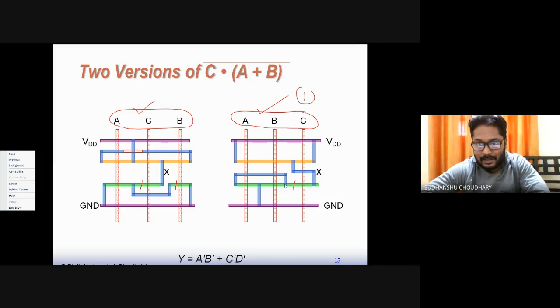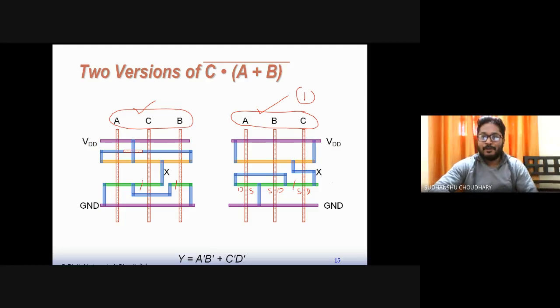So source of C is connected to the drains of A and B. This may be the drain of B and this may be the source of C. And this is the drain of A and this is the source of A. Similarly, this is the source of this and this is the drain of C. That way you have to identify. Again, you have to refer to the circuit for identifying drains and sources in the layout.